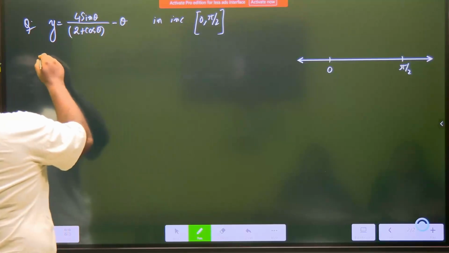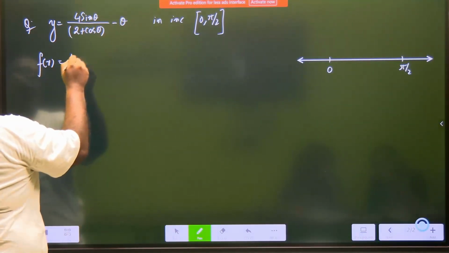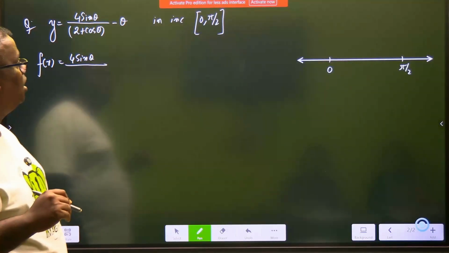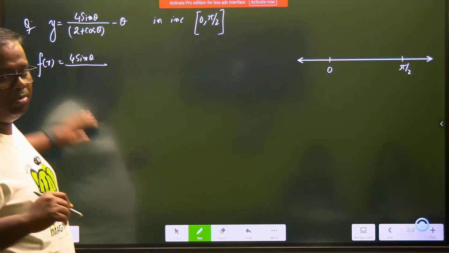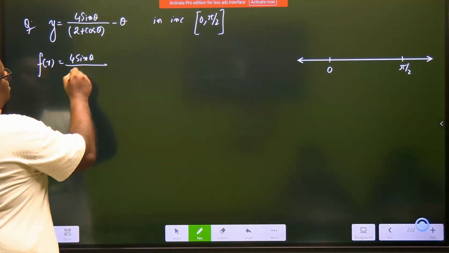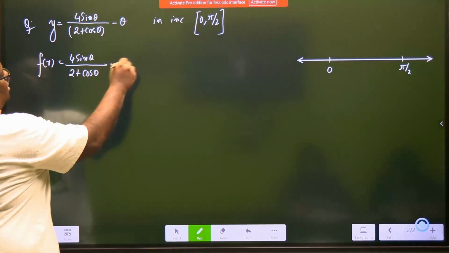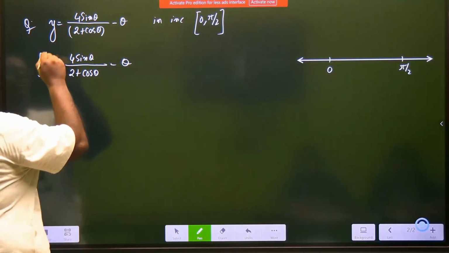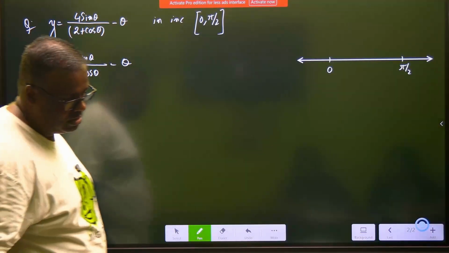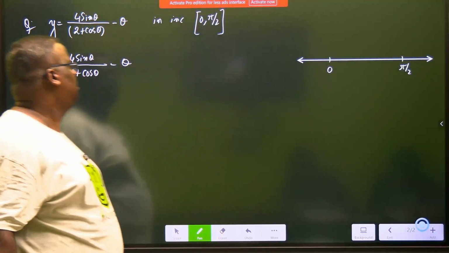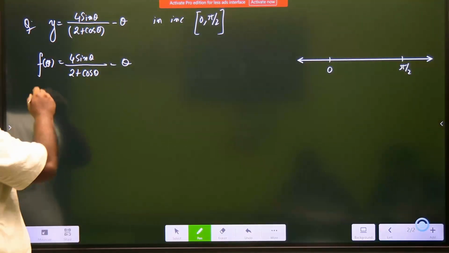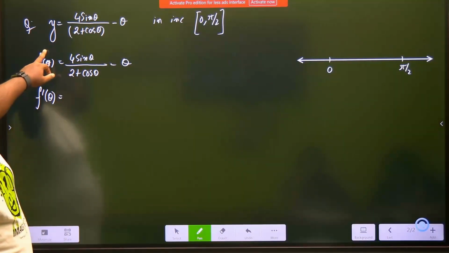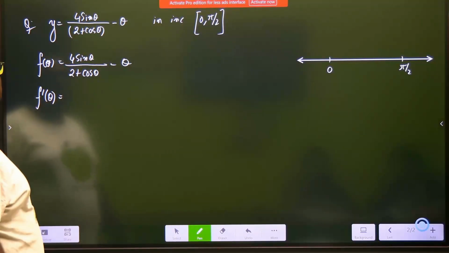So let's do f of x is equal to 4 sin theta divided by 2 plus cos theta minus theta. Yes, 0 and pi by 2 are included. Now this is not f of x, this is f of theta, since it is y in terms of theta, increasing in theta. So let's solve this.